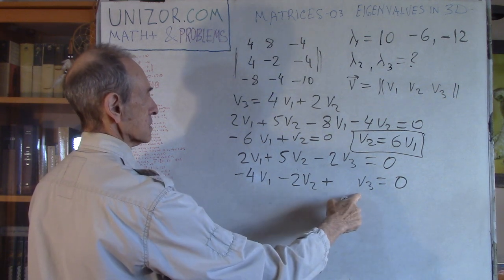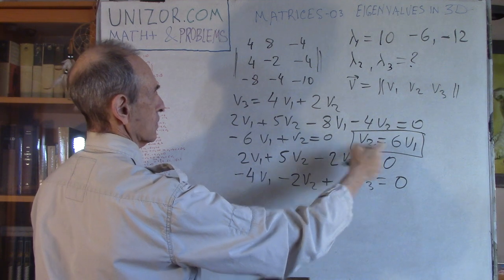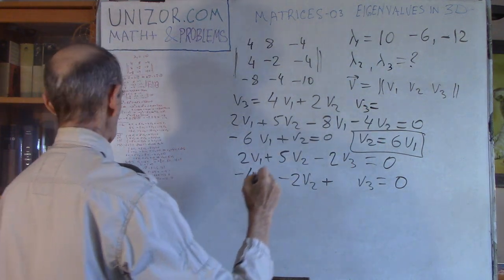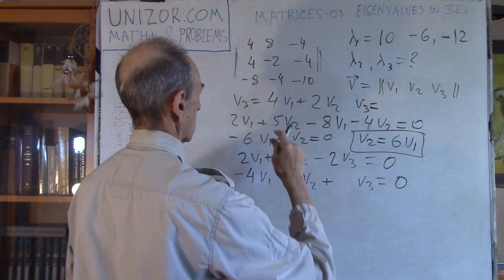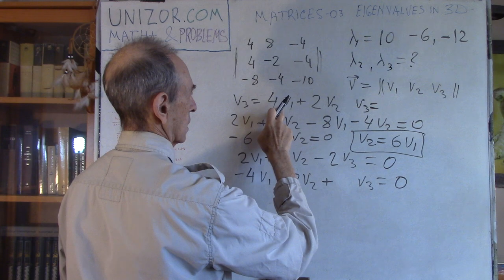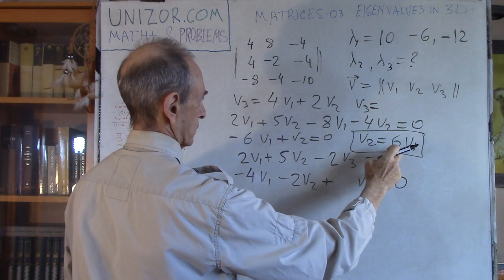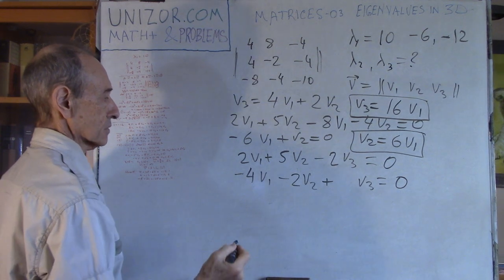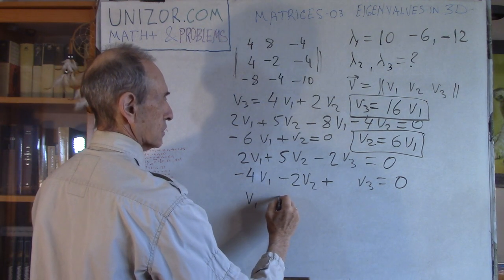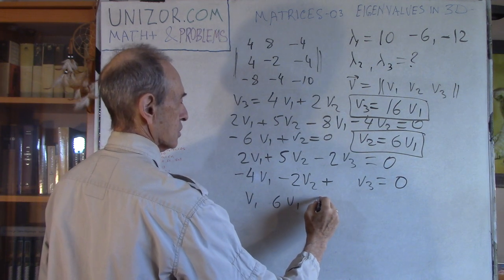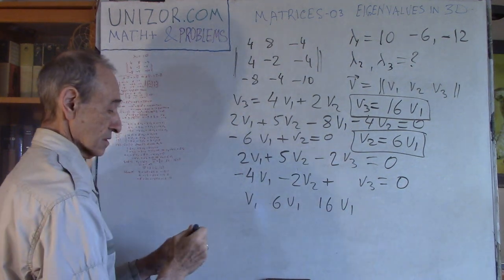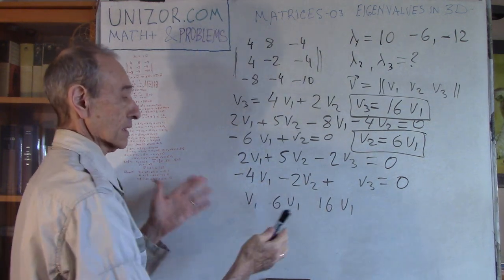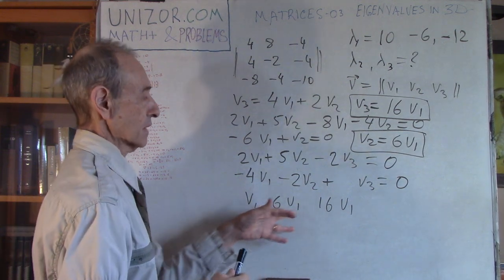And using this, substituting 6V1, we will have that V3 is equal to 4V1 and 12V1, so it's 16V1. Okay, so our vector is V1, V2, which is 6V1, and V3, which is 16V1. Regardless of the coefficient V1, actually, we can put V1 equal to 1, and we will have vector 1, 6, 16. We can put V1 equal to minus 1, it would be minus 1, minus 6, minus 16.